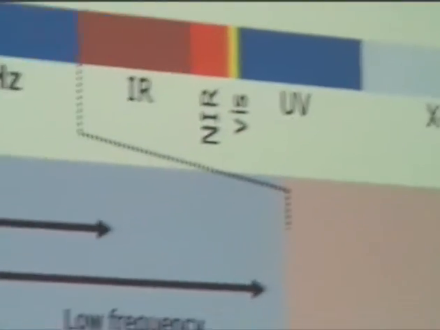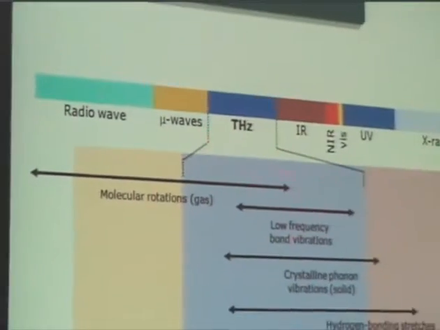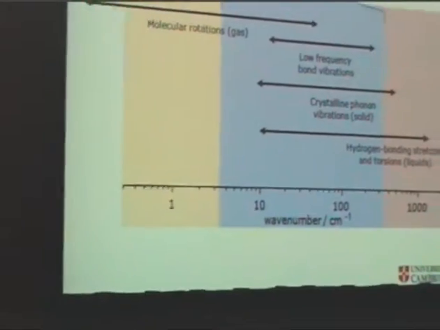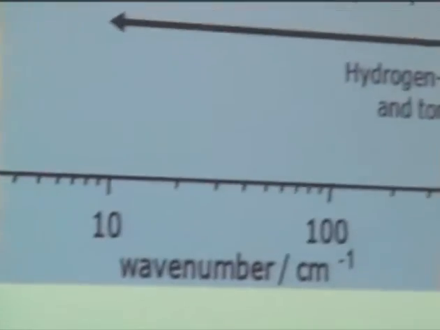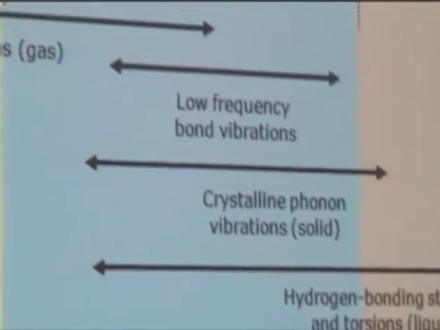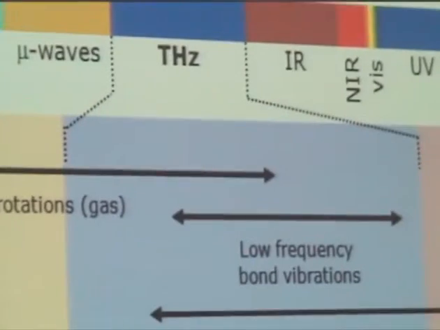Well, this is where terahertz actually sits in the electromagnetic spectrum. So it's there sandwiched in between your microwave region and infrared radiation. And this just shows the sort of vibrations that occur with this sort of characteristic frequency. So in our case, the sort of thing we are going to be most interested in when looking at coke are going to be these phonon vibrations here.